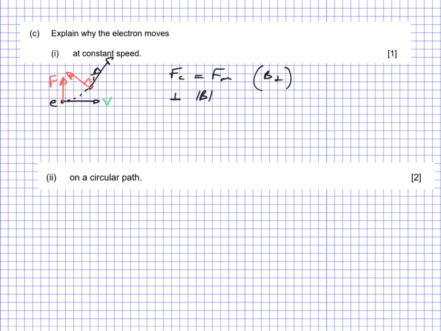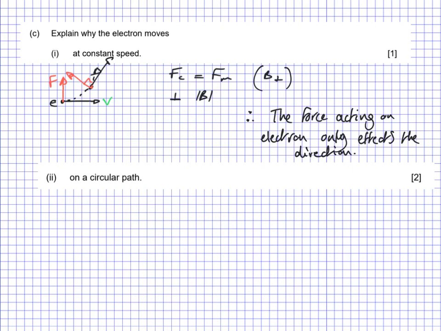So we can say, therefore, the force acting on the electron only affects the direction because of this perpendicular nature.